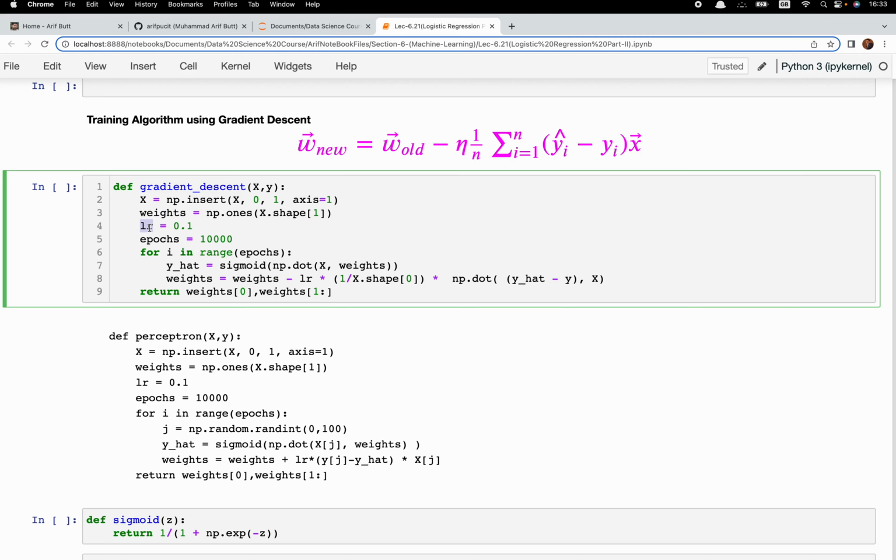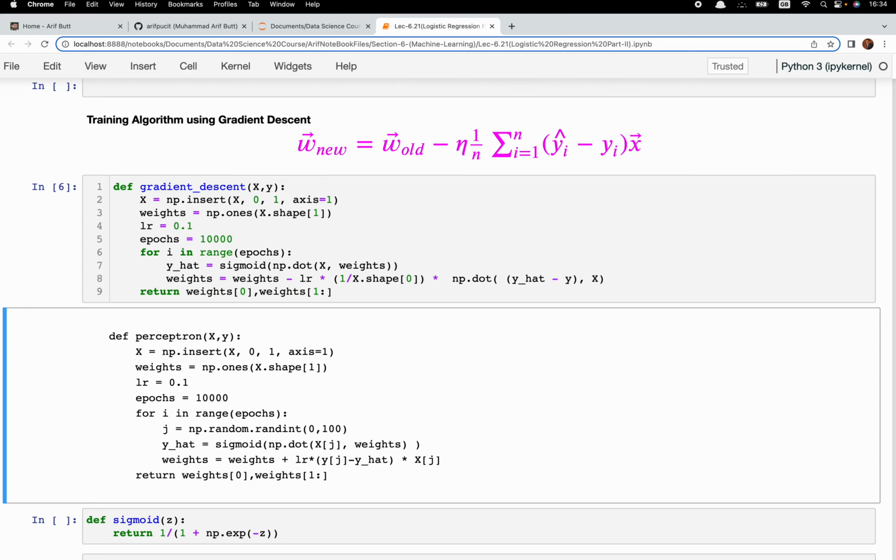Then I am setting the hyperparameters, learning rate to 0.1 and epochs to 10,000. Well, inside the loop, note just the update equation, which is the same as shown in magenta color above over here. You can map it. And finally, when the loop ends, this function returns the bias, which is there at the 0th index of the weights vector, and the coefficients corresponding to each input feature. Let me just execute this cell.